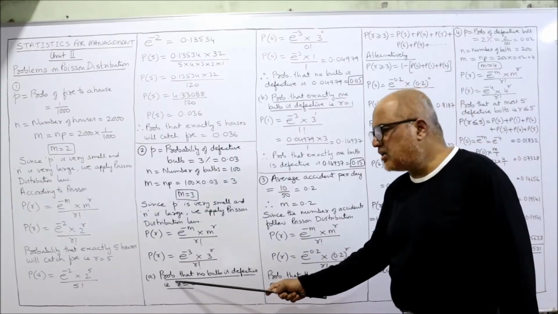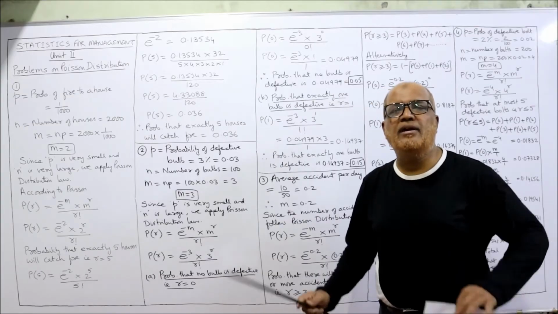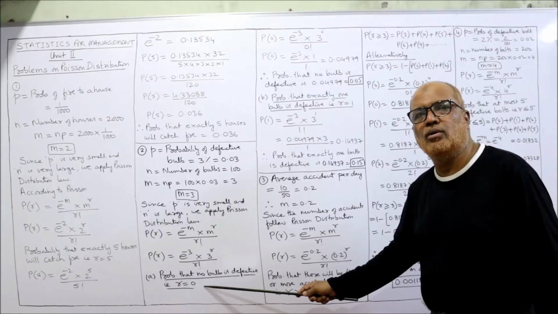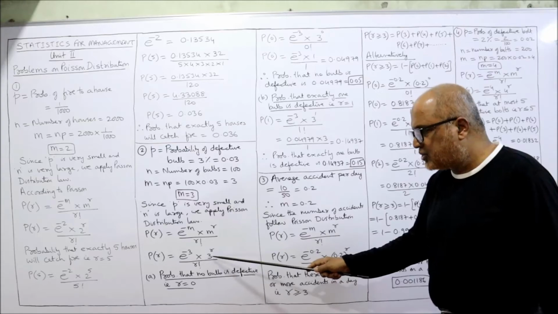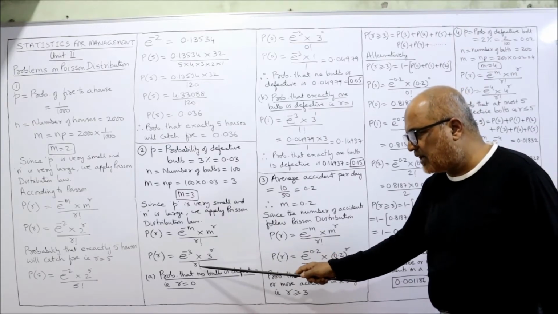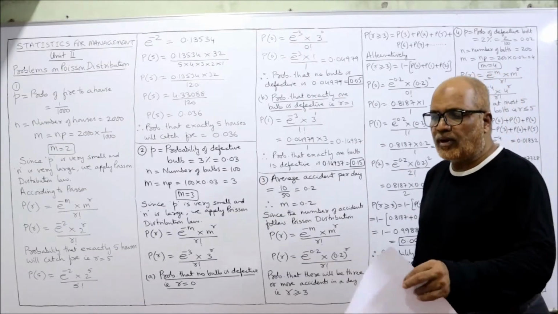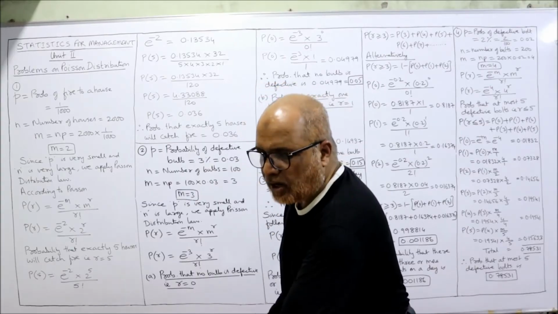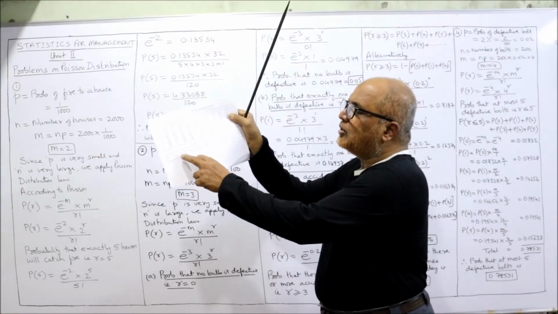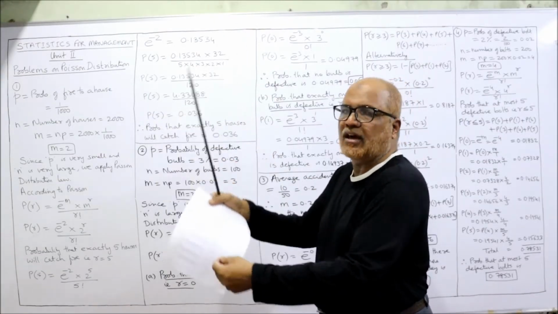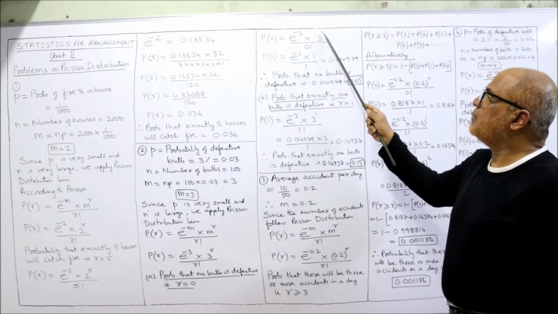Now we have to attempt the questions. The first question: what is the probability that no bulb is defective? That means R is equal to 0. Now we substitute P of 0 is equal to e to the power of minus 3 into 3 to the power of 0 divided by 0 factorial. Now e to the power of minus 3: if you refer to the table, because it's a whole number, you refer to the small table below. There, e to the power of minus 3 is 0.04979.